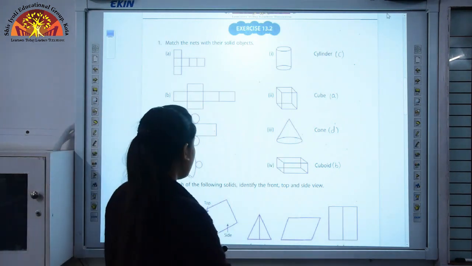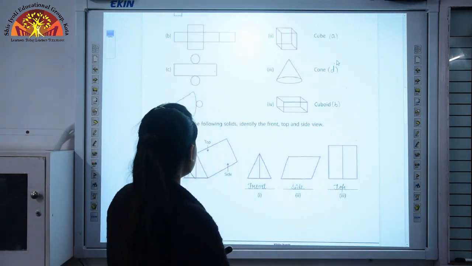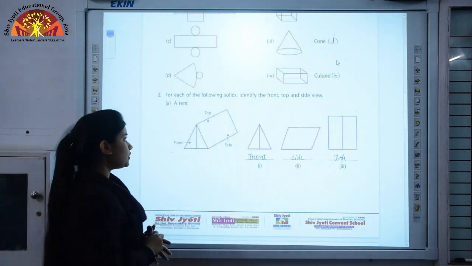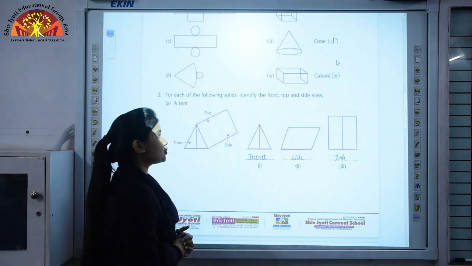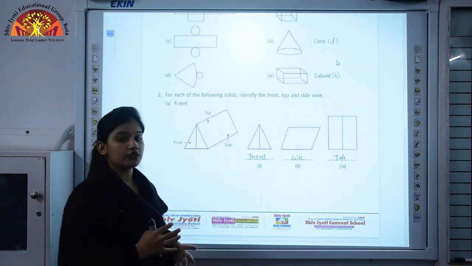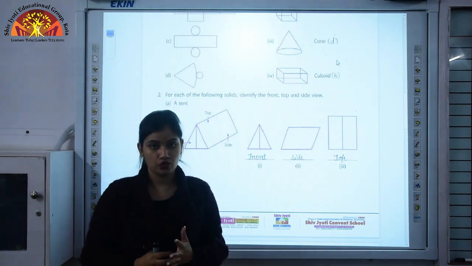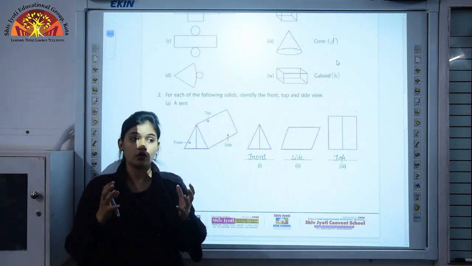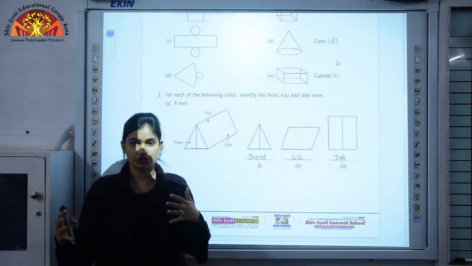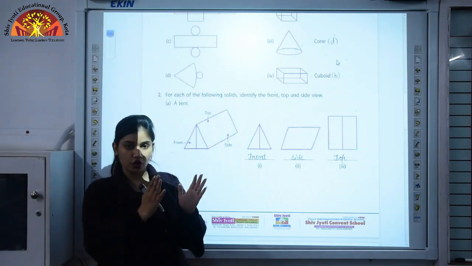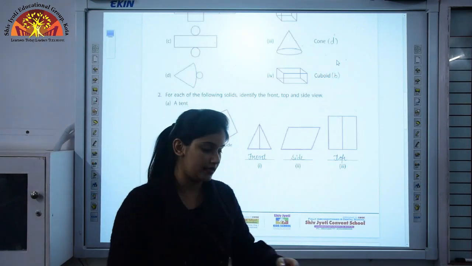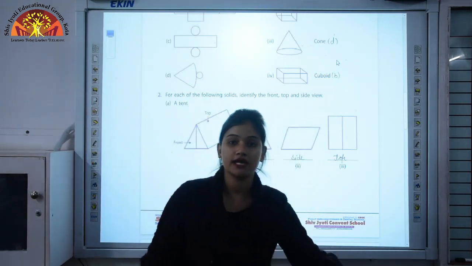So now we will see the next question, and the next question is question number 2. For each of the following solids, identify the front, top and side view. Now what is the meaning of view? Okay, the view of an object is how an object looks from the different position. मैं किसी object को top से, front से और side से observe करूँ तो वो object कैसा दिखेगा, right? This is known as view.